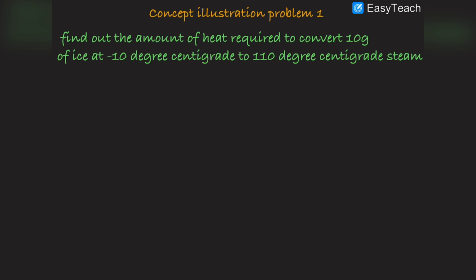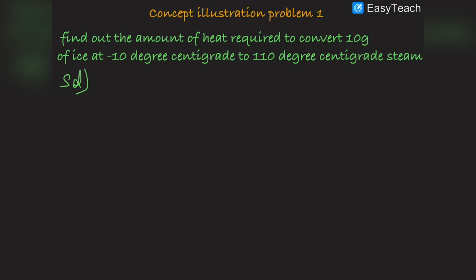First of all, in this first question you can see that there is 10 gram of ice at minus 10 degrees Celsius, and we have to convert this ice into 110 degrees Celsius steam. So we have to find out the amount of heat required for that conversion.